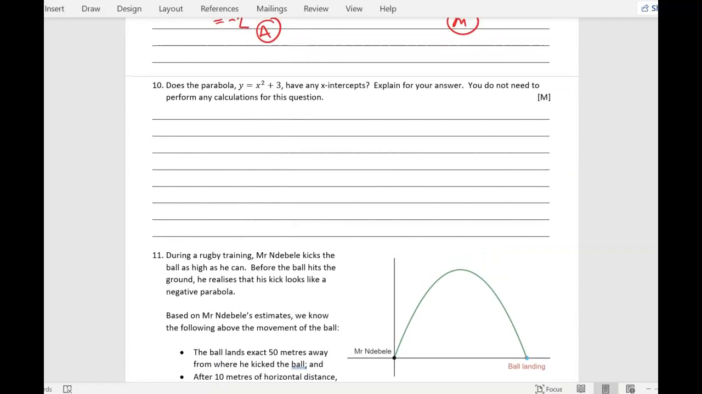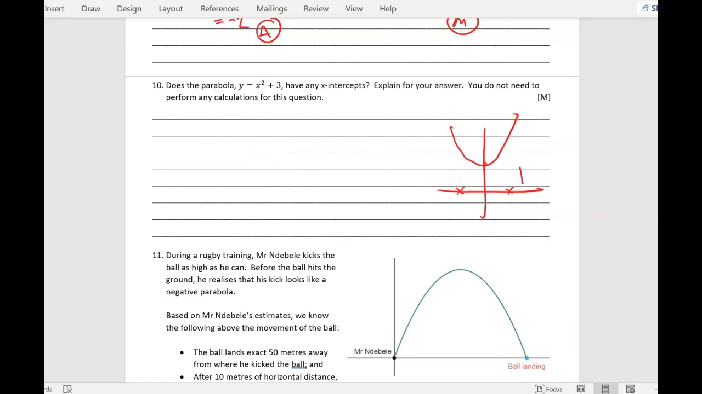Question 10: does the parabola y equals x squared plus 3 have any x-intercepts? Explain your answer. You do not need to perform any calculations for this question. So the way I thought about this question is I drew a bit of a graph, and I knew that graph is going to be x squared plus 3, and it's going to sit up here. And there's 2 reasons it's not going to touch the x-axis.